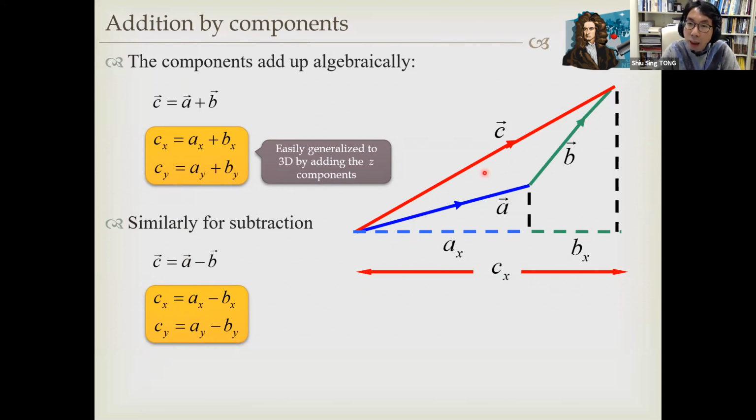Okay, now although I draw the vectors such that both Ax and Bx are positive, if one of the two vectors has a negative x component, the relation still holds. Okay, it's only that if, for example, Bx is negative, then it points in the opposite direction, and this will become a minus, the difference between the two vectors, but the relationship will still hold.